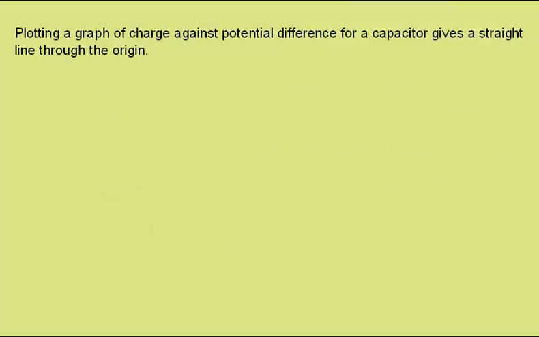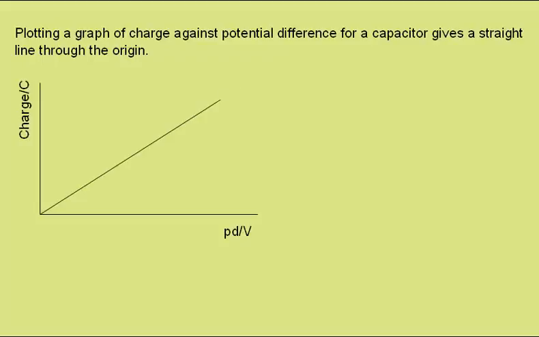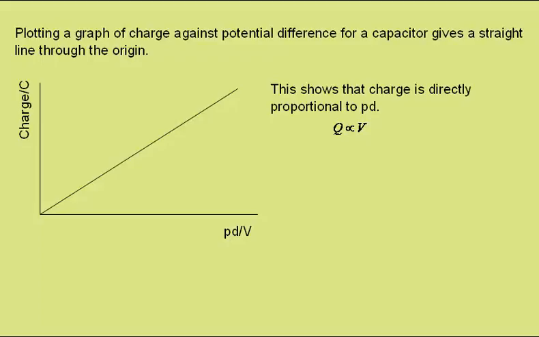Plotting a graph of charge against potential difference for a capacitor gives a straight line through the origin, something like this. This shows us that the charge is directly proportional to the potential difference applied. Double the potential difference, we get double the charge stored. So we can write that Q is directly proportional to V. Q for the charge, V for the potential difference.